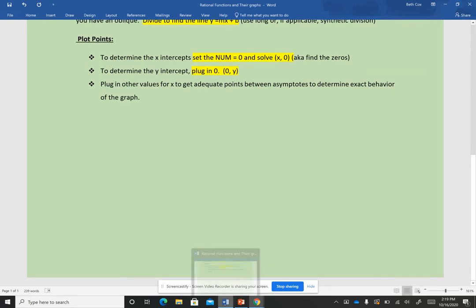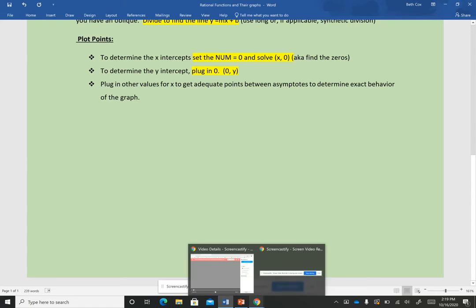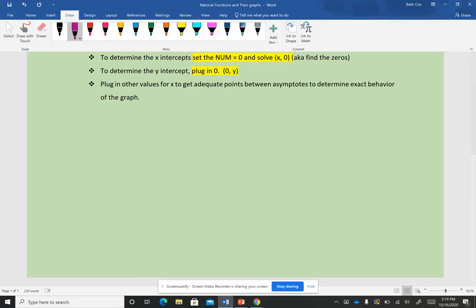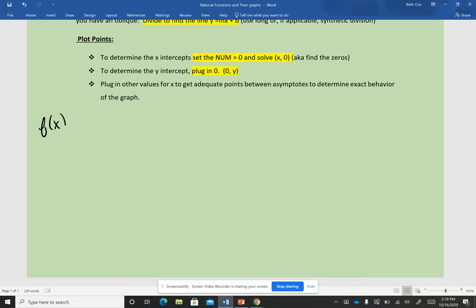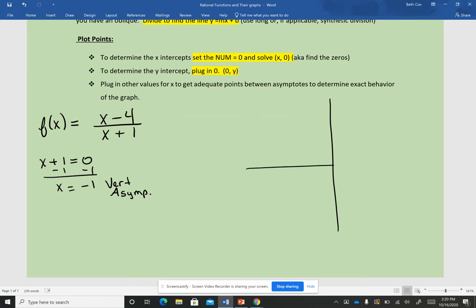So this first one is not really going to be multiple choice because I don't have multiple choice examples, because I don't do things like that. But here is an example. So there we go. We have f of x equals x minus 4 over x plus 1. Now I'm going to set the denominator equal to 0. And this is a vertical asymptote. So I'm going to come over here and start sketching just a little bit.